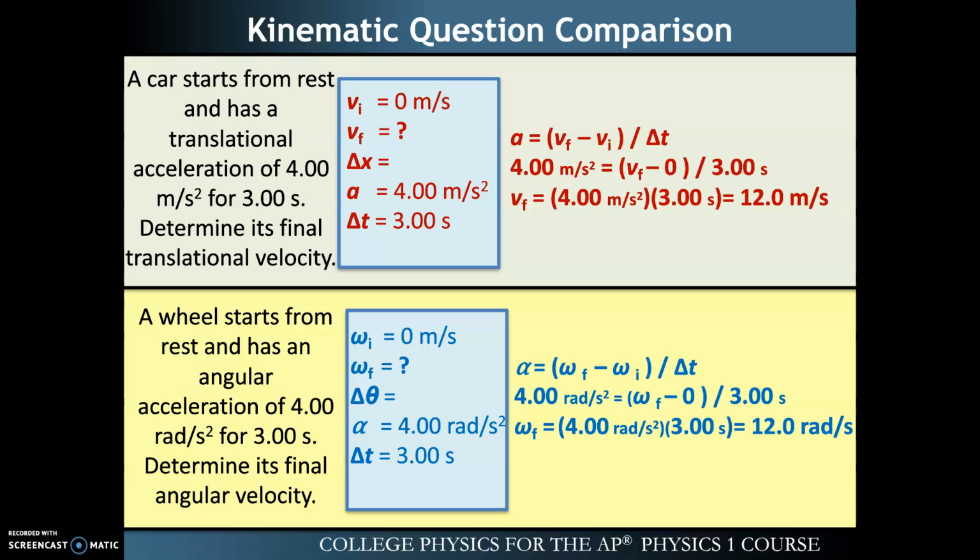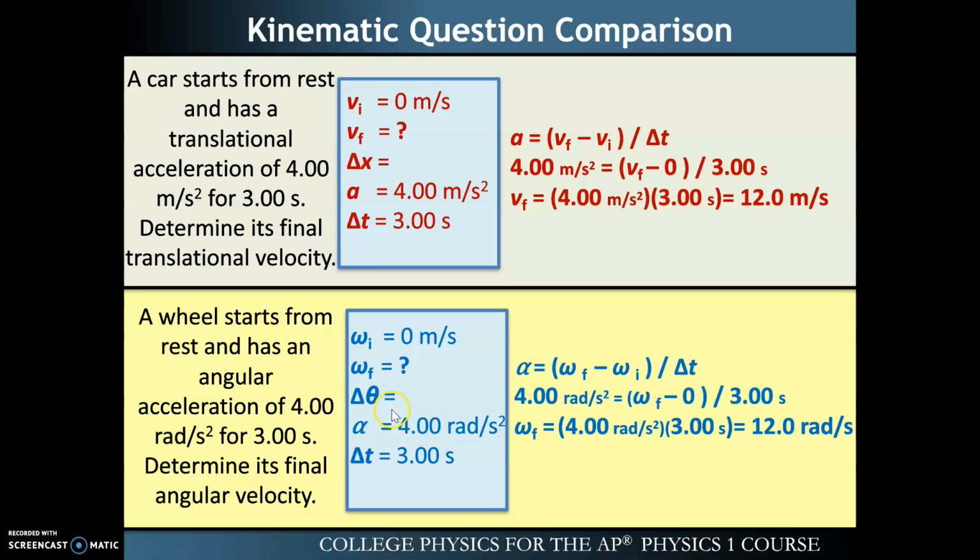So just very quickly, as an example, we can compare a kinematic question to a rotational kinematic question. For example, here we have a car starting from rest. It has an acceleration of 4 meters per second squared for 3 seconds, and we determine its final velocity. So we write down what we know, and we use the kinematic equations to solve. We can do a similar thing here, but the word problem is going to be talking about rotation instead. So here we have a wheel, and it starts from rest and has an angular acceleration of 4 radians per second squared for a time of 3 seconds. Determine its final angular velocity.